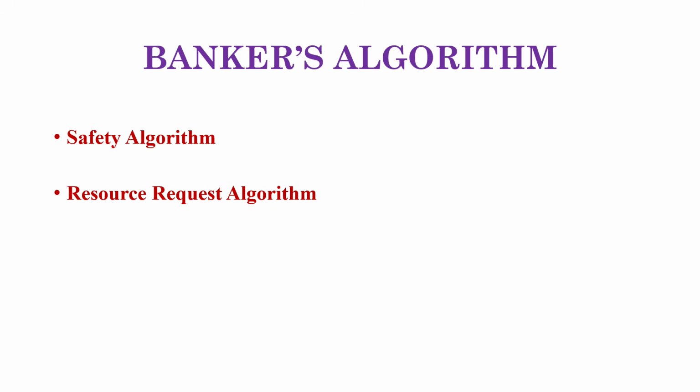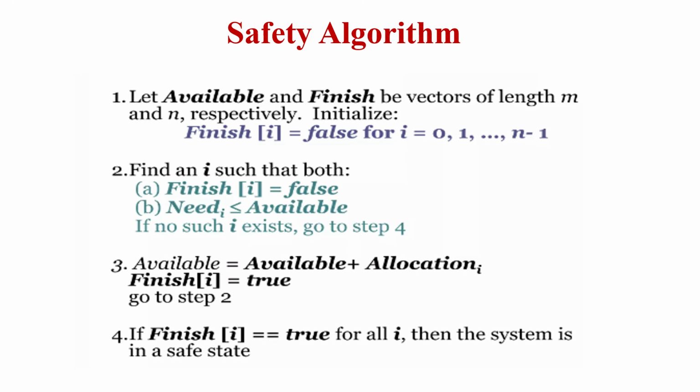If you want to implement Banker's algorithm, you need to be thorough in 2 algorithms: the safety algorithm and the resource request algorithm. Here we have the safety algorithm. Finish of i is equal to false, that means the process is not yet completed. If Finish of i is false and need is less than or equal to available, we can go for the next step.